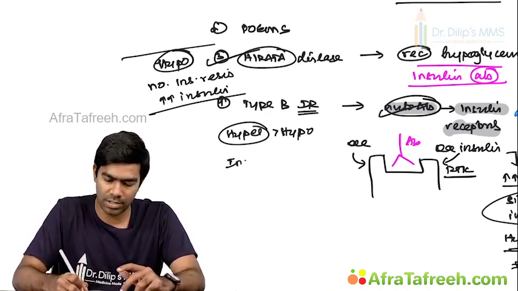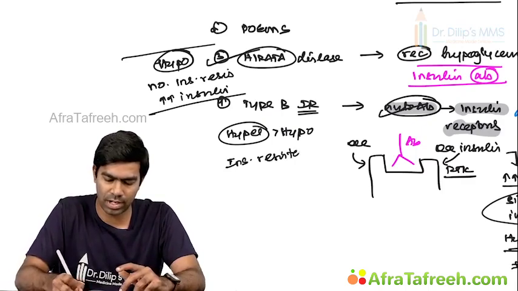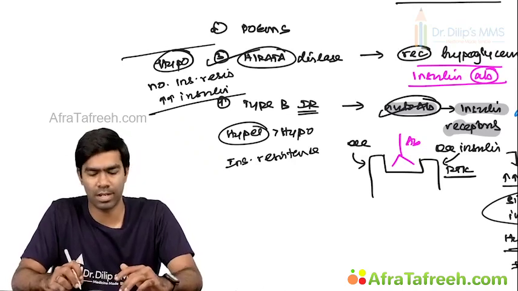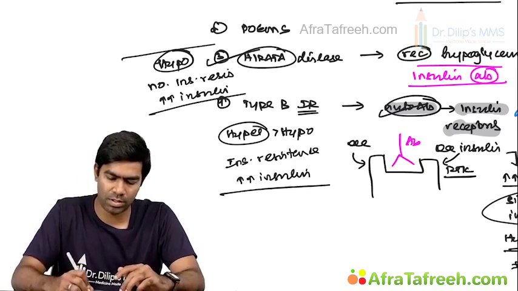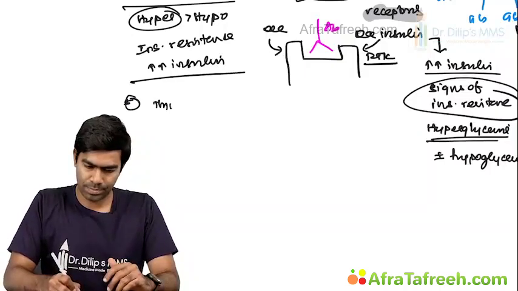There will be severe insulin resistance in these patients, like acanthosis and skin tags. A lot of signs of insulin resistance can be seen. And these patients also will have severe hyperinsulinemia. So hyperinsulinemic hypoglycemia, go for Hirata, one of the causes. Hyperinsulinemic hyperglycemia, think about type B insulin resistance. Extreme levels of insulin resistance will be there in these patients. Signs of insulin resistance are not seen in Hirata, whereas they will be seen in type B insulin resistance.